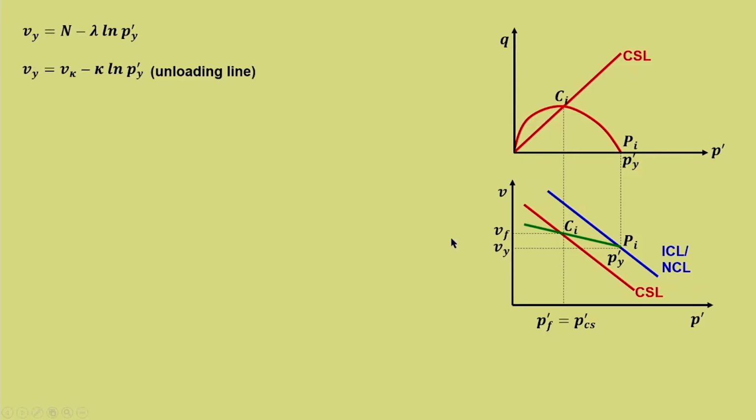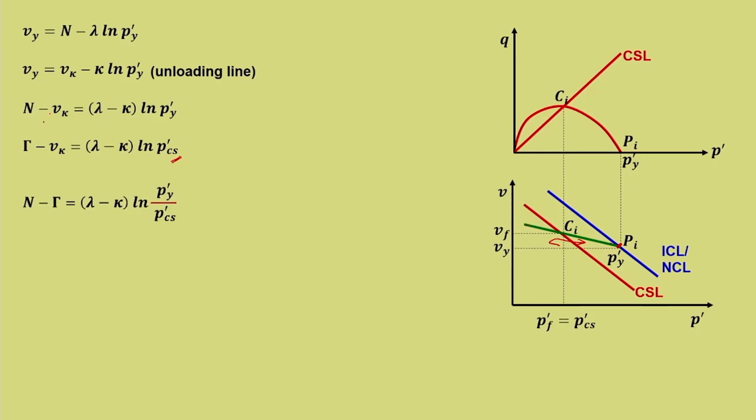Vy is equal to n minus lambda ln p dash y from this particular equation of the normally consolidated line. Vy can also be written from this loading unloading line, I mean to say this particular point: Vy is equal to V kappa minus kappa ln p dash y. Substituting these two, we can write n minus V kappa is equal to lambda minus kappa ln p dash y. Now, from the previous slide, considering the critical state point, we can write gamma minus V kappa is equal to lambda minus kappa ln p dash cs.